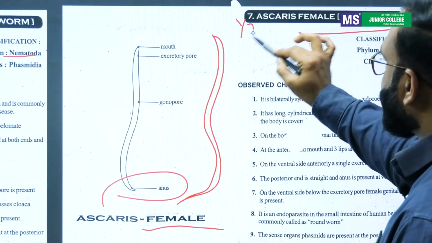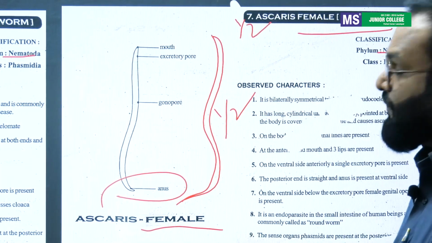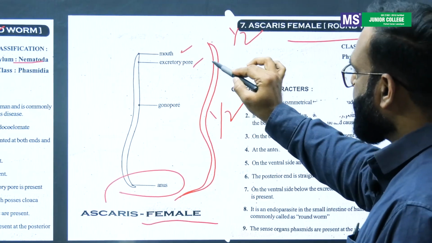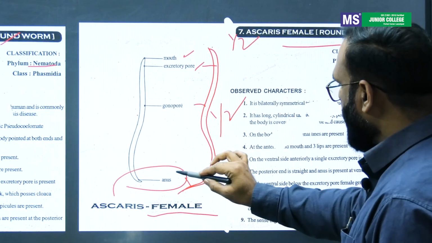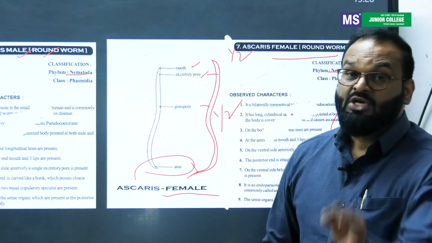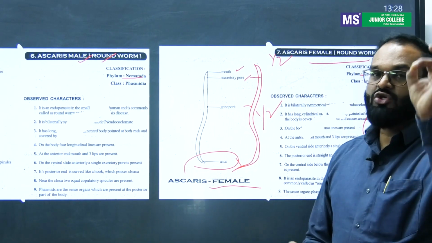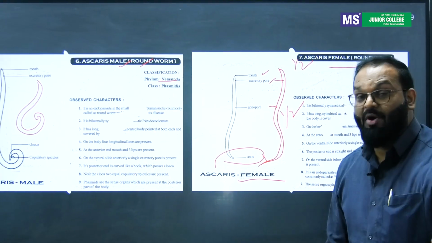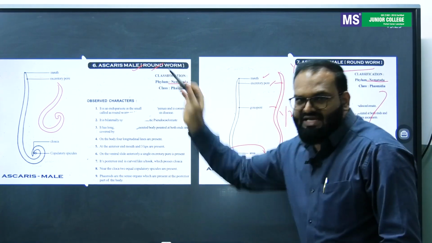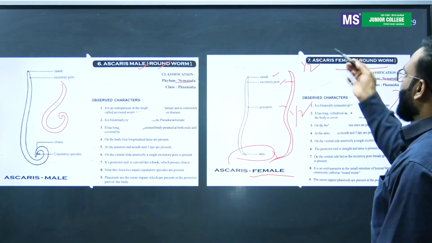Half mark for identification, half mark for drawing a diagram and labeling: mouth, excretory pore, gonopore, anus, and writing 4 to 5 identification points. Don't forget at the end to write that by observing the above features, it is identified as so and so. It is identified as Ascaris male, Ascaris female.